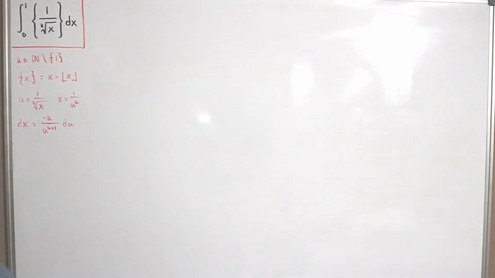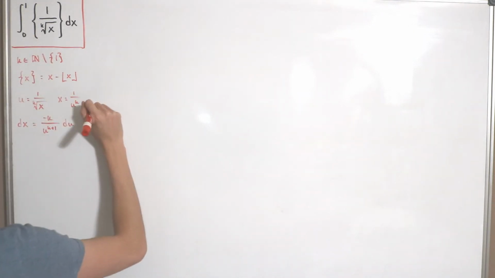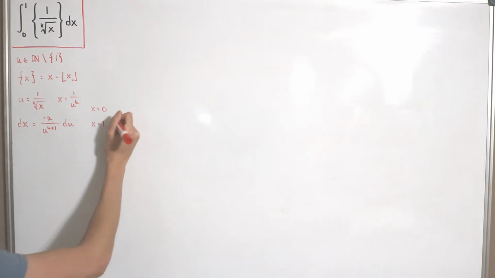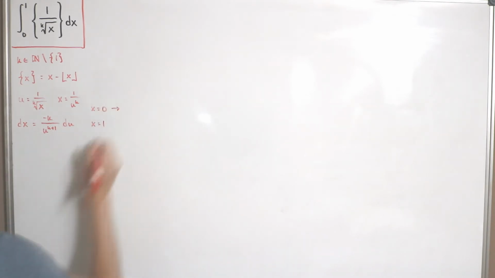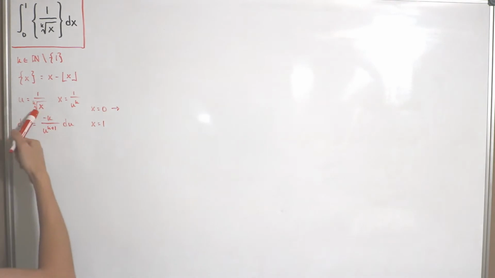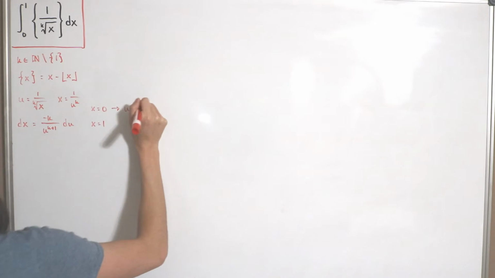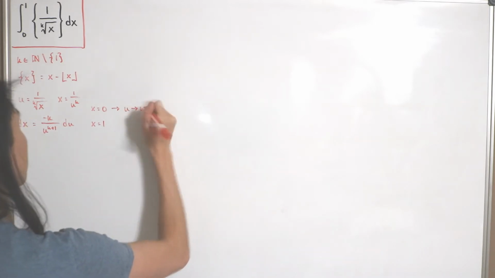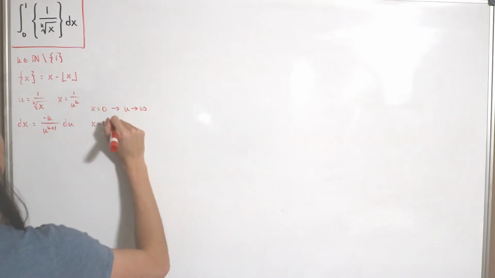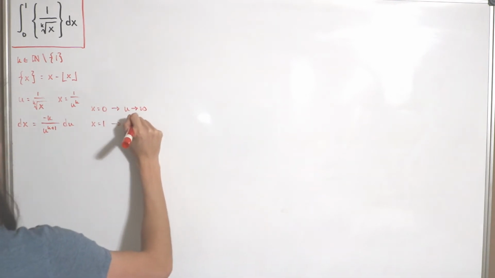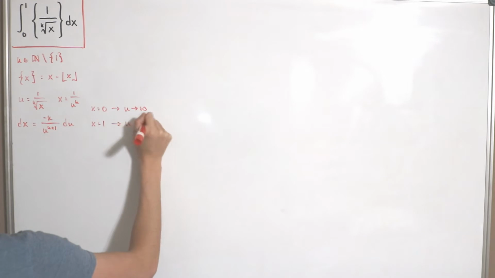Now let's change our bounds of integration. We're given x equals 0 and x equals 1. When x equals 0, u approaches infinity, and when x equals 1, u equals 1 as well.